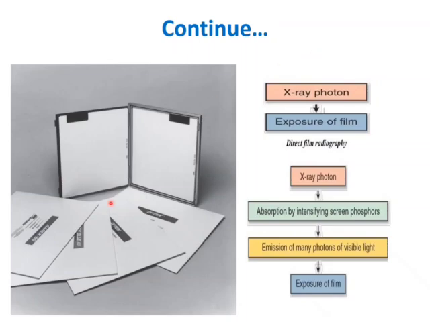So this white area which is seen on either side of the cassette is nothing but your intensifying screen. So when the X-ray photon reaches the cassette, the rare earth elements which are seen in the intensifying screens will absorb the X-ray photon, and this will in turn emit a light, and that light will cause the exposure of the film.